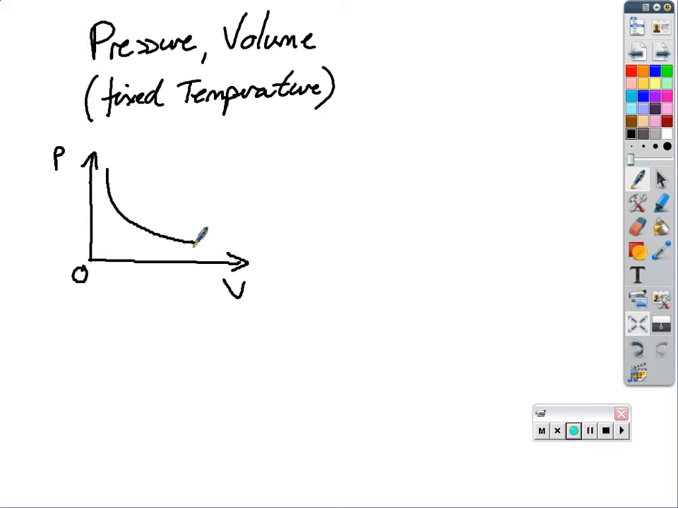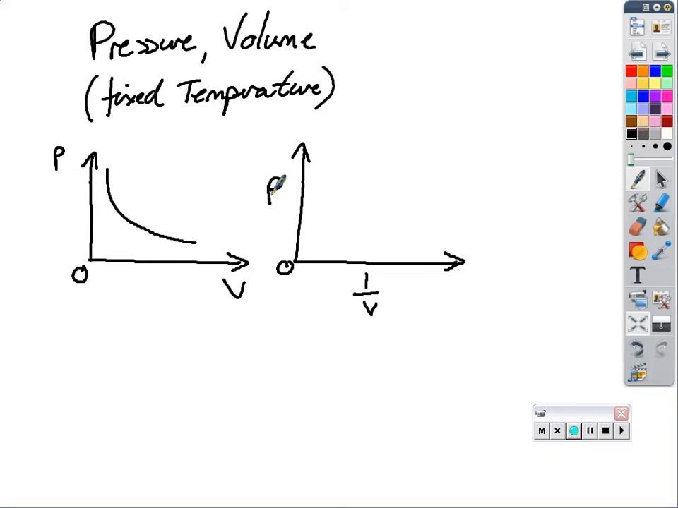Now we can't get a relationship out of a curve. If we want a nice proportional relationship, we need to get a straight line. So to get that straight line, we draw another graph. If we take all our volume readings, instead of V, we do 1 over that number. So if the number was 2, it becomes a half. If the number was 4, it becomes a quarter. That goes to 1 over V underneath, and P on the side.